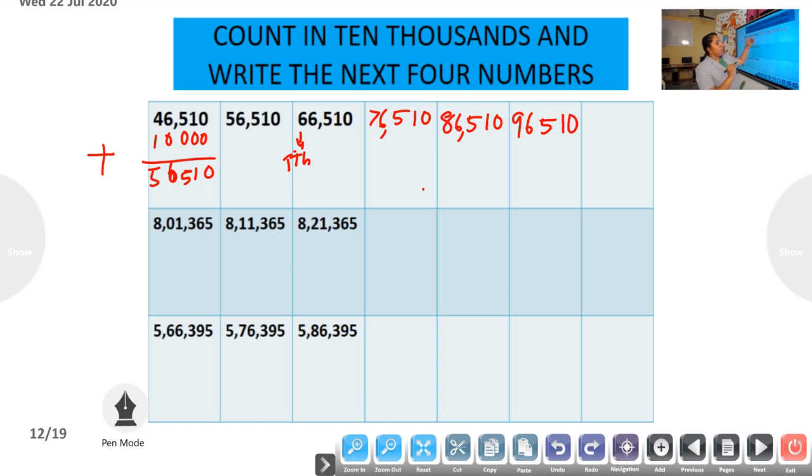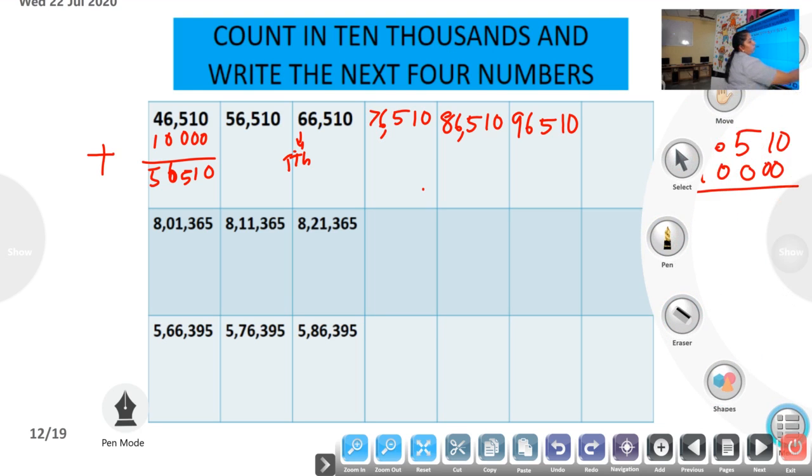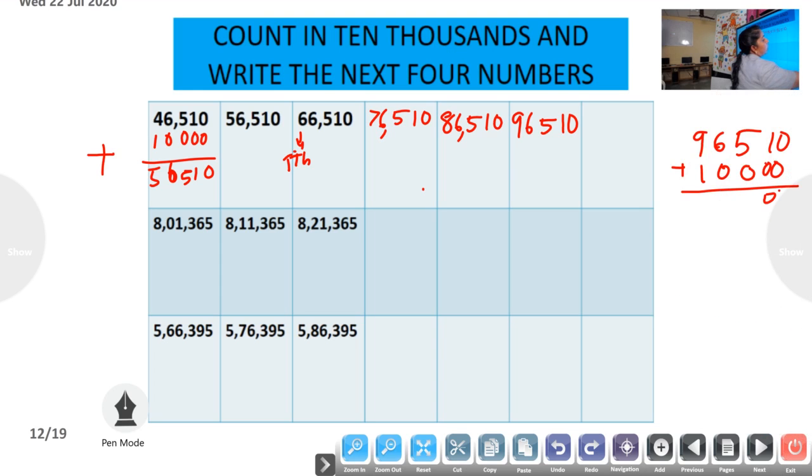96,510. Then again you are adding 10,000, which means you are getting 9 plus 1. You are getting 10. Isn't it? How much are you getting? 0, 0, 5, 6, 9 plus 1 is 10. So you are getting 1,06,510. Clear?